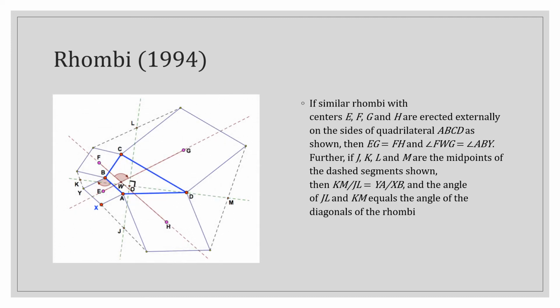Once again, here's a picture for us to see what we are stating in that generalization. We can see that those distances are equal, EG and FH are equal to each other. We can see that the measure of those angles are equal. We can compare those ratios and see that those are equal, and we can see the angles of JL and KM equal the angle of the diagonals of the rhombi.